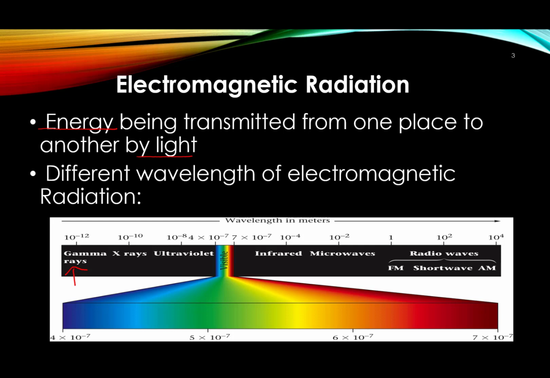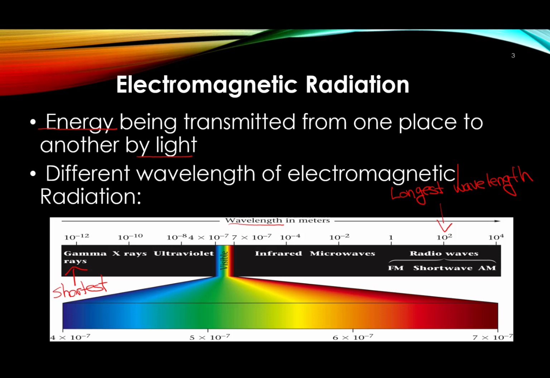If you look at this diagram, it is ordered in terms of increasing wavelength. As you could see, gamma rays have the shortest wavelength, whereas radio waves have the longest wavelength. You need to memorize the order of these electromagnetic radiations, either in terms of increasing wavelength or decreasing wavelength.